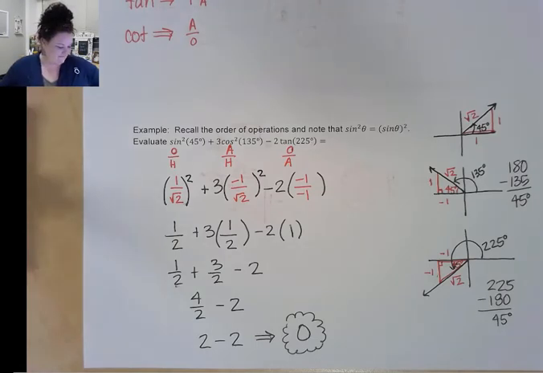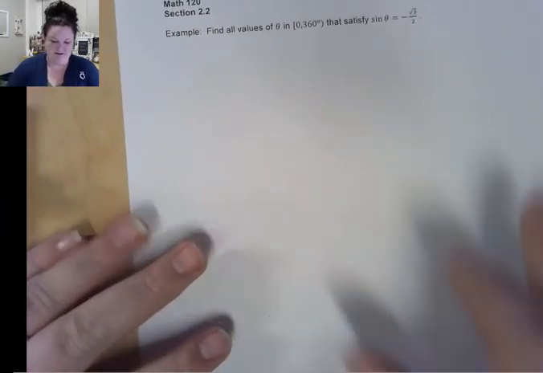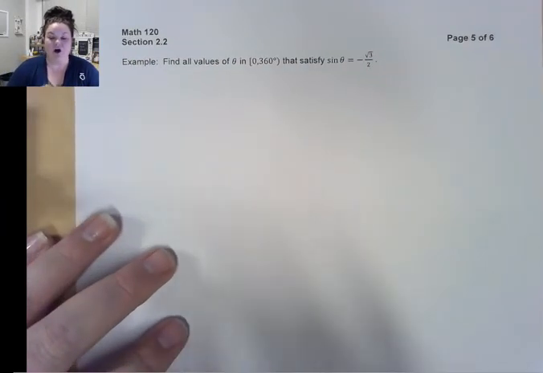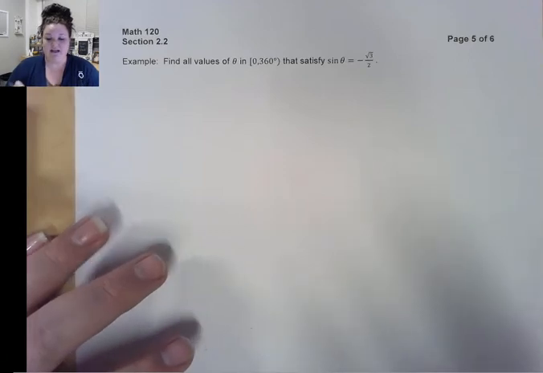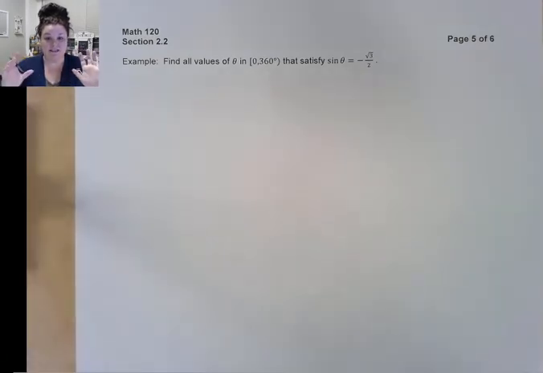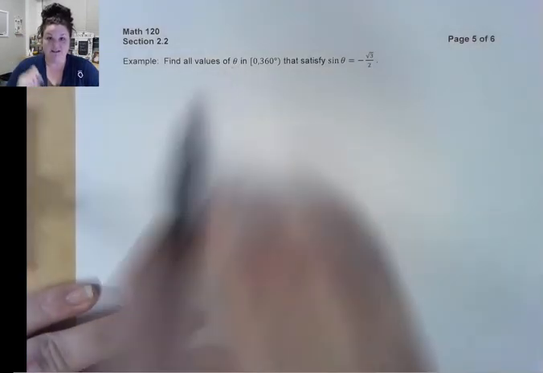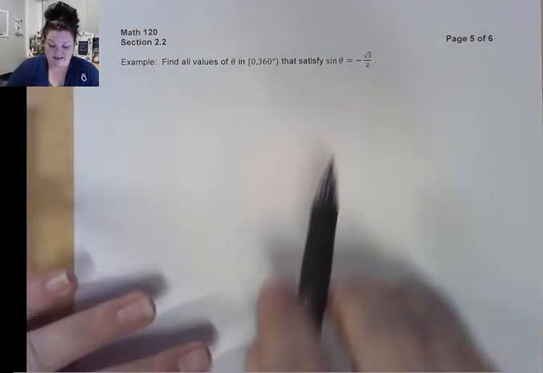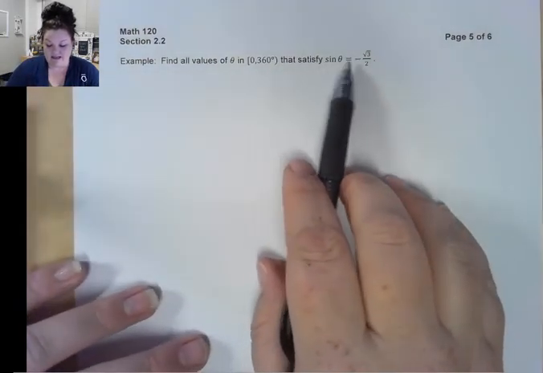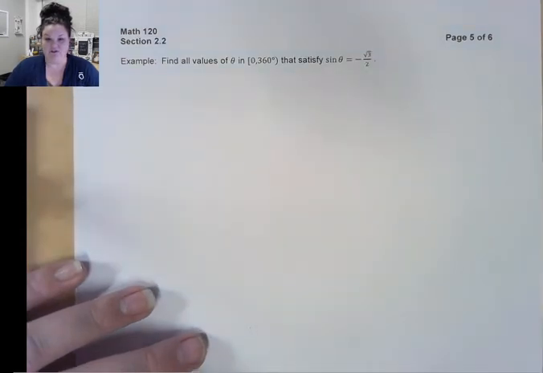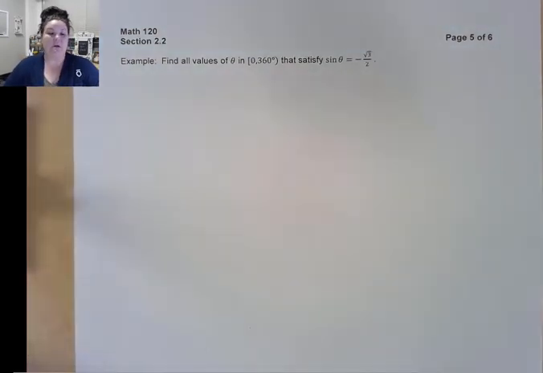All right. So I want to show you one more problem type, and then that will be all for section 2.2. Okay, let's look at page 5. This one says, find all the values of theta in the 0 to 360 range, meaning just in one rotation. We want to find all possible angles in one rotation that satisfy sine theta equals negative square root of 3 over 2.